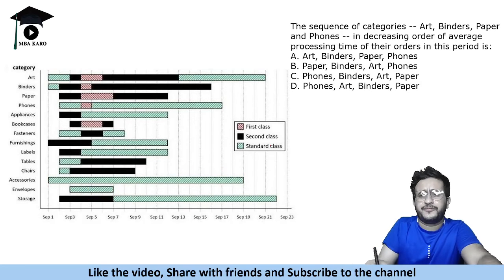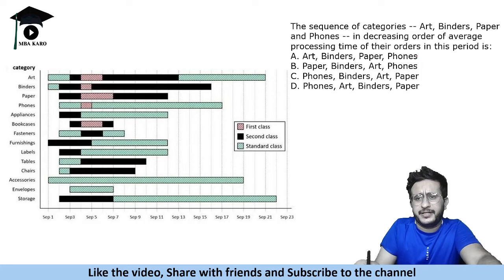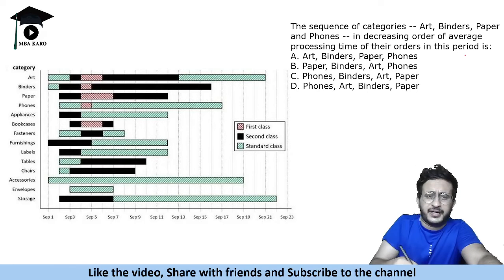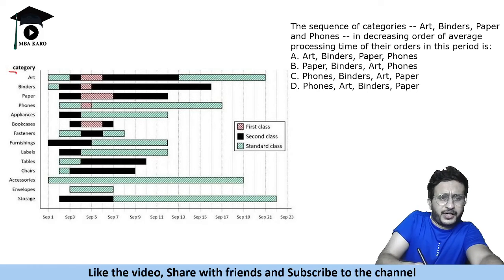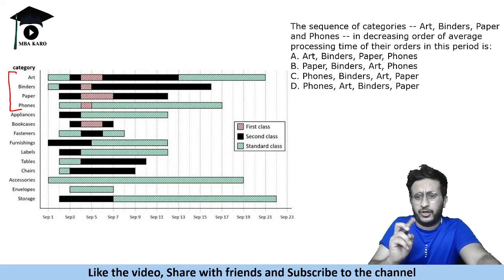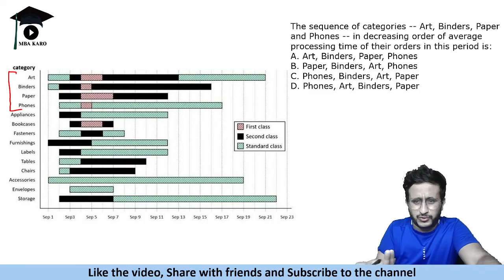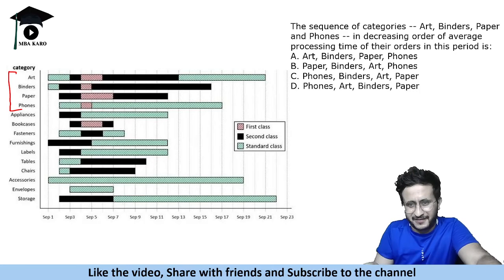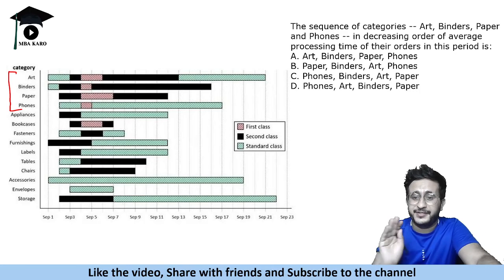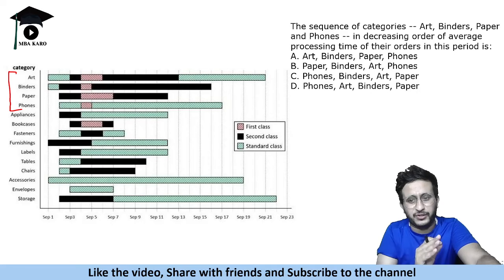The sequence of categories art, binder, paper, and phones in decreasing order of average processing time of their orders in this period is. Okay. Now these are four categories, the top four categories. Now, many people, almost all people, would have calculated the average, right? I'll tell you a very interesting way to do this question without calculating the average. This is how I did it in the examination.